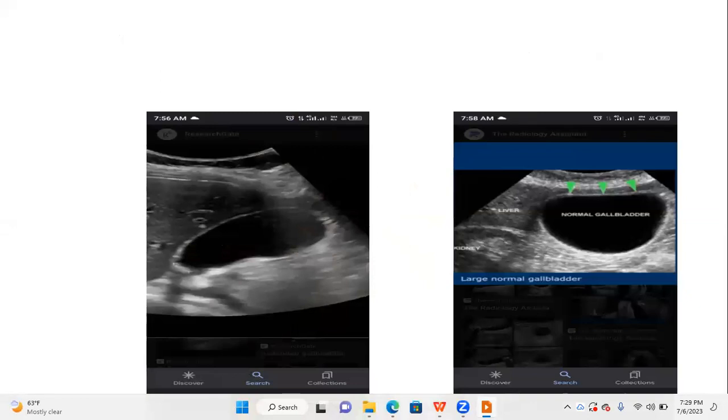These are other images of a large, normal, fully distended gallbladder. This is a transverse view. If we look closely, it's well distended, full with bile. And this is a transverse view of the gallbladder. Since we are talking about cholecystitis, and cholecystitis is an inflammation of the gallbladder, when we look at these walls, they are quite thin. So a normal distended gallbladder is supposed to have thin walls.